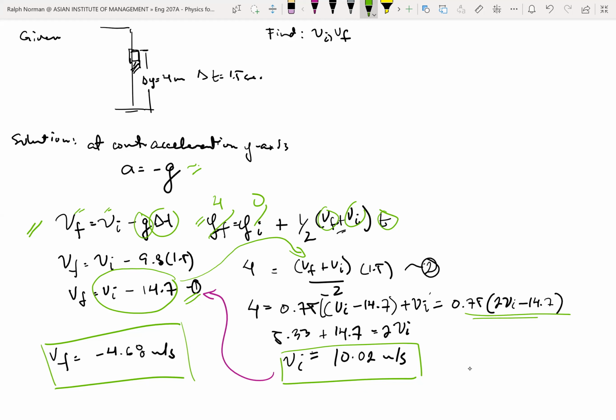And you simply isolate, because you were able to solve for Vi here, and you will get 10.02 meters per second. Once you got that, you substitute your Vi with the equation 1, and you would get negative 4.68 meters per second.